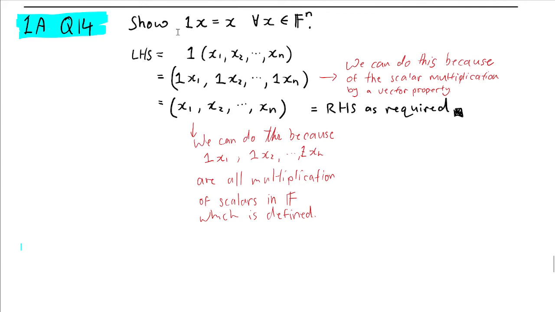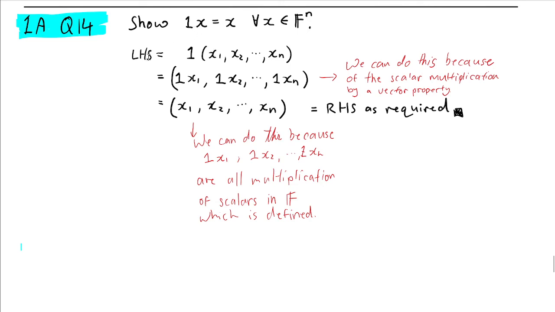Okay, so we want to show that 1 times x equals x. So that's the multiplicative identity. So 1 must be the multiplicative identity element. And this works for all x in Fn. So that n indicates that we're dealing with x's that are vectors or n-tuples.